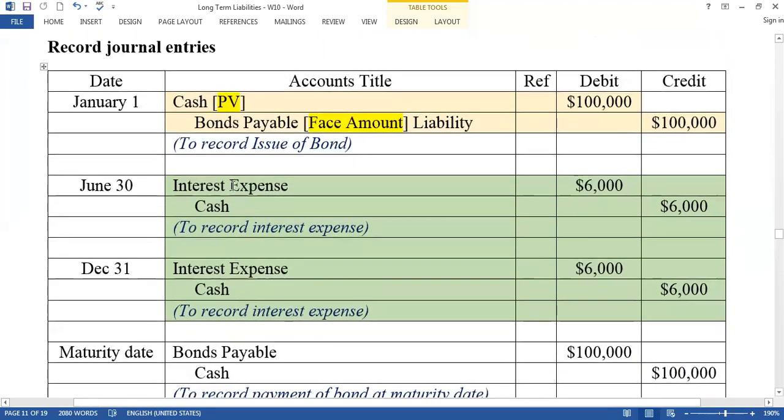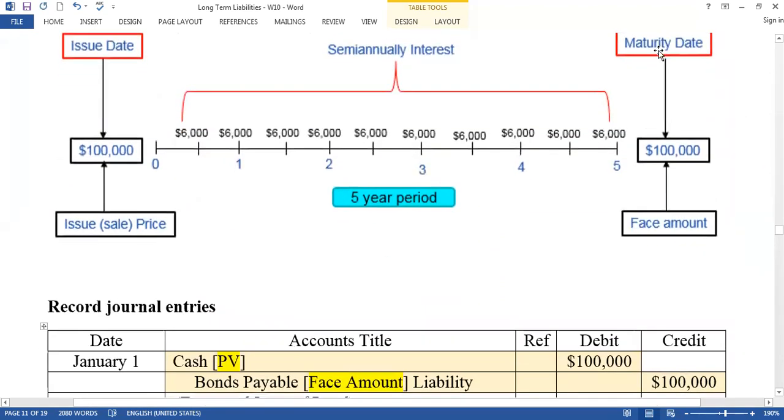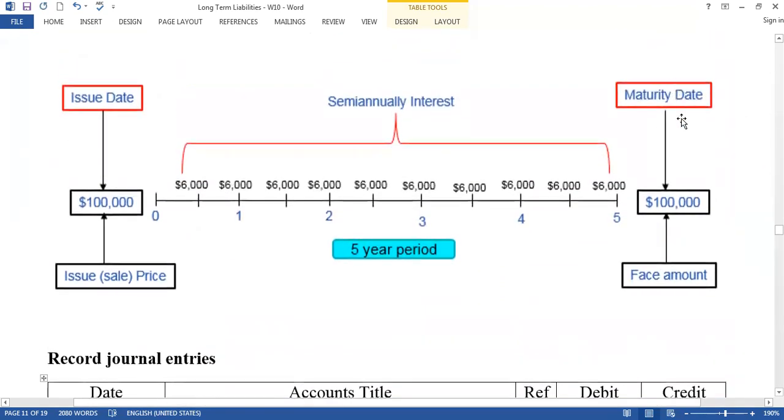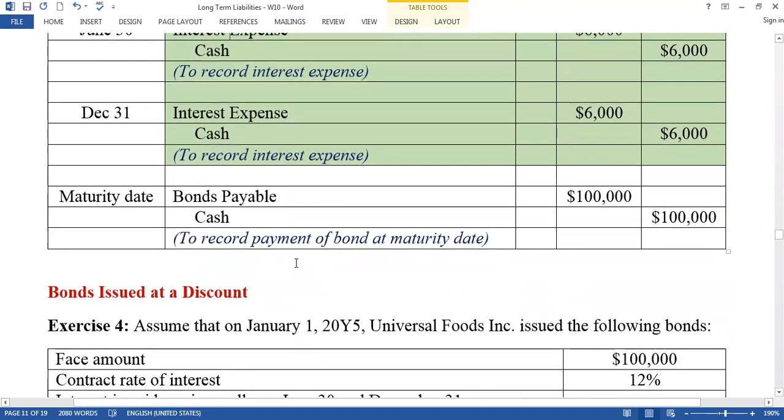Do you have any question up to here? The issue of the bond journal entry and the interest expense, any question? No, right? Now come here, the maturity date. What happened on the maturity date? We are going to pay this money, this face amount.